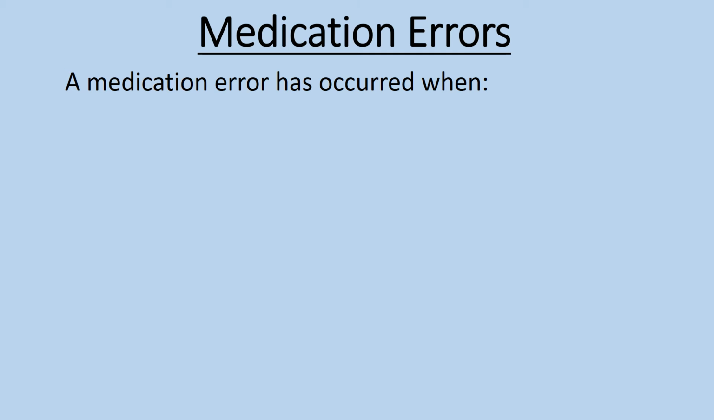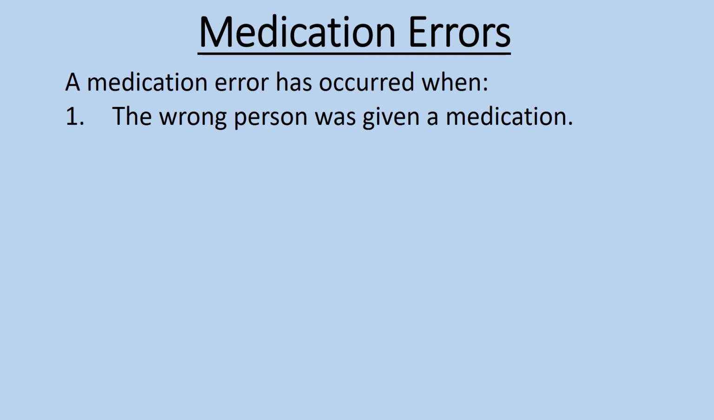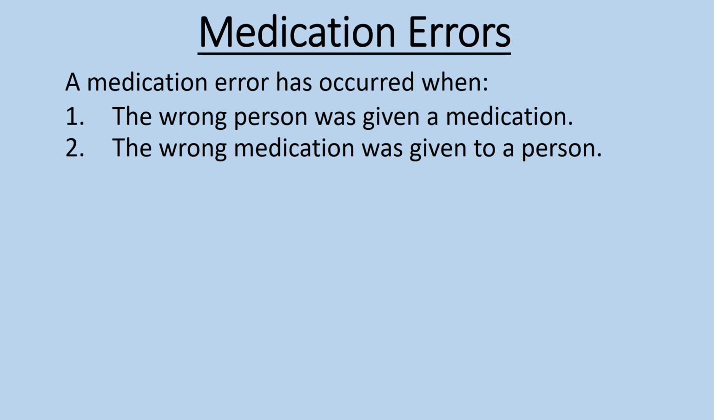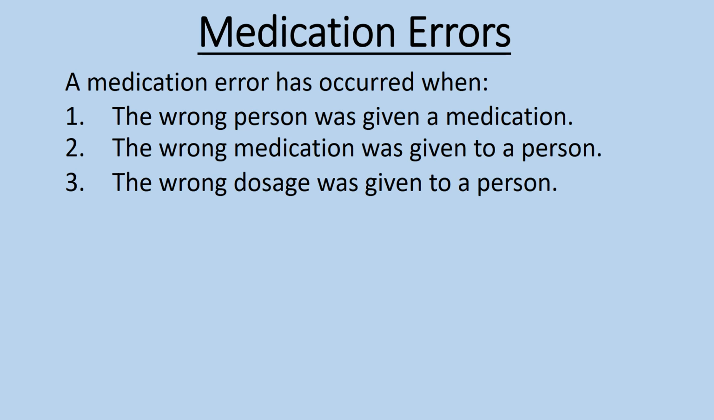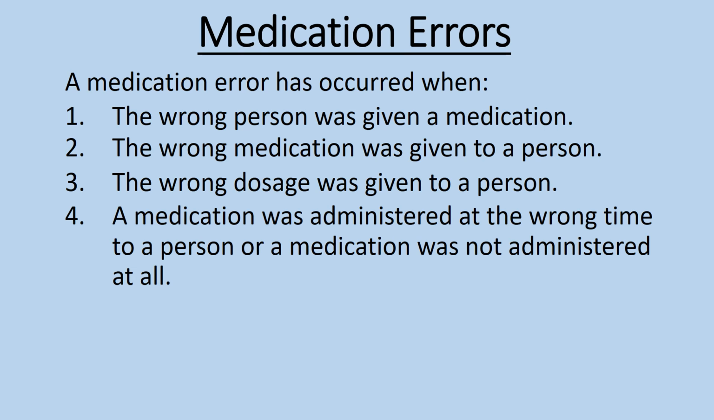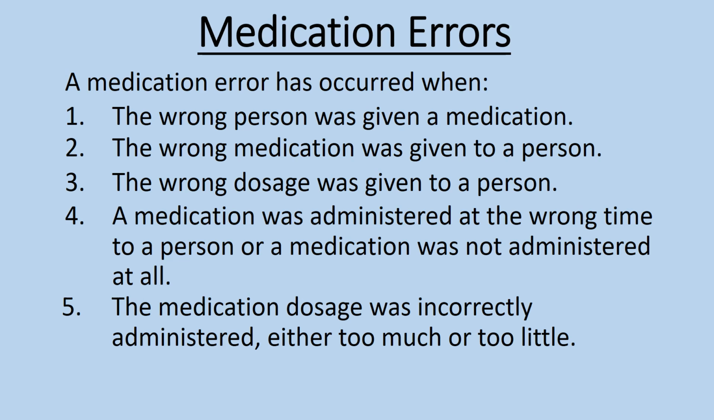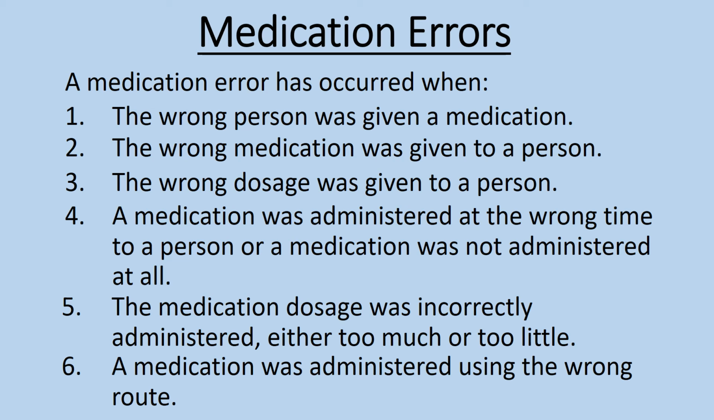Medication errors. A medication error has occurred when: 1. The wrong person was given a medication. 2. The wrong medication was given to a person. 3. The wrong dosage was given to a person. 4. A medication was administered at the wrong time to a person, or a medication was not administered at all. 5. The medication dosage was incorrectly administered, either too much or too little. 6. A medication was administered using the wrong route.